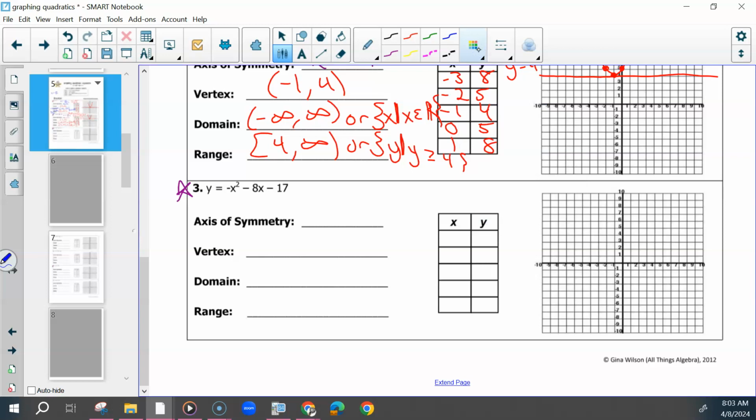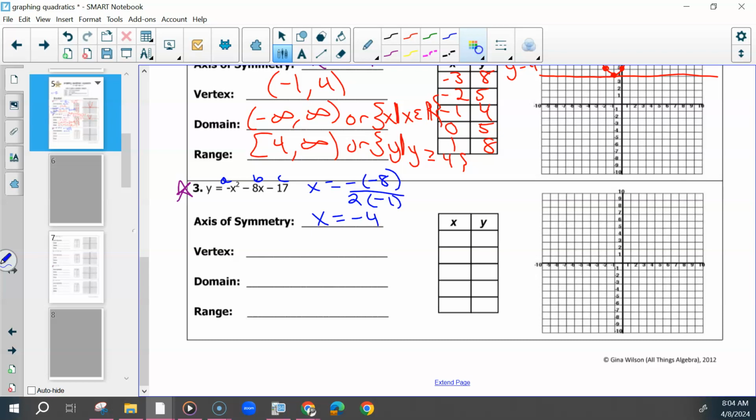Okay. Let's find our axis of symmetry here. How would we set that up? It'd be negative of negative 8, or just positive 8 over 2 times negative 1. What would our axis of symmetry be? X equals negative 4. Yes. It would be positive 8 over negative 2.